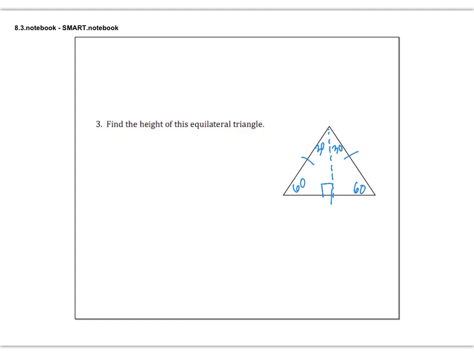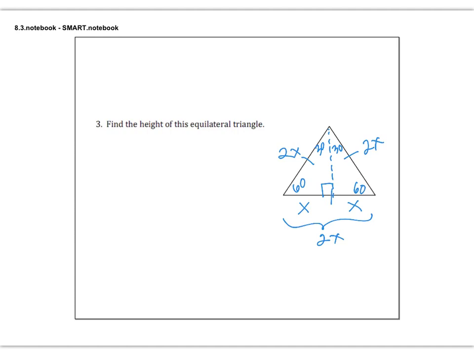Now, if we drop down that altitude or that height, this distance down here and this distance over here will be the same. They will be congruent. And so this whole side would be called 2x if each of these smaller parts are x. Since it's an equilateral triangle, we could also say this is 2x and this side is 2x because it's equilateral.